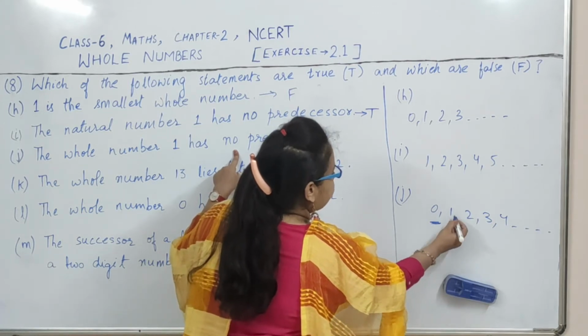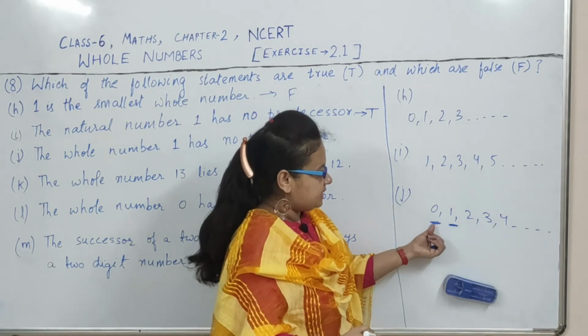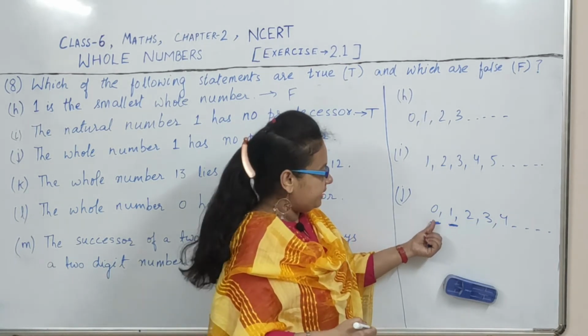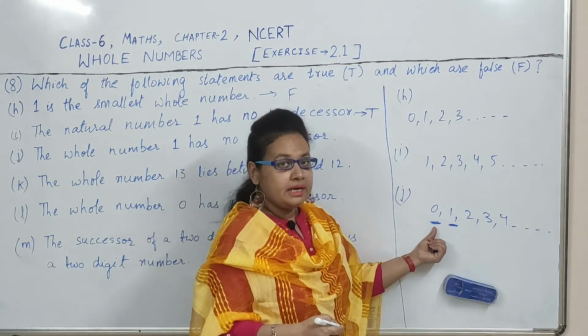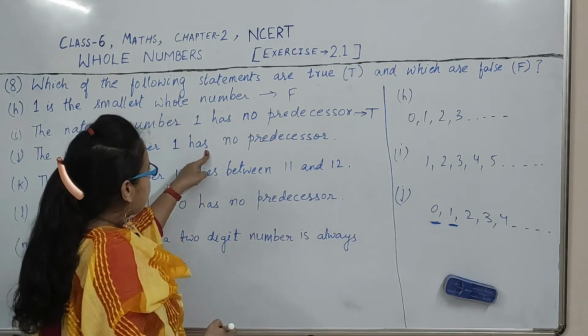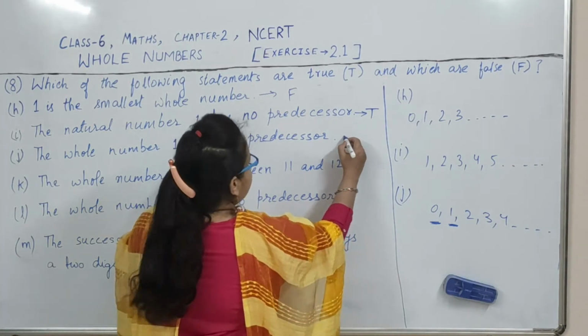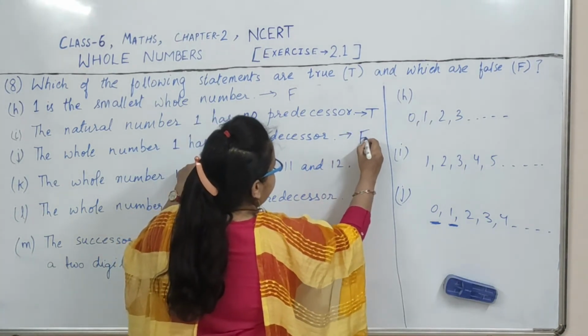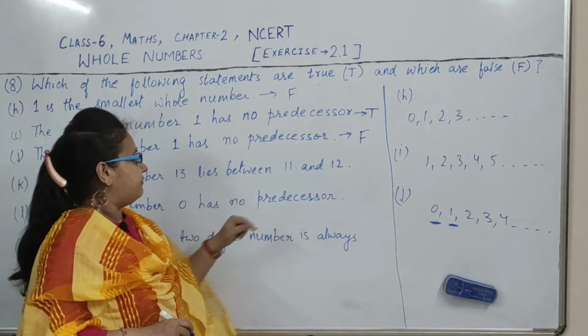The number which comes just before the number is known as the predecessor. So predecessor of 1 will be 0. So the whole number 1 has predecessor 0. It means this statement is wrong. The whole number 1 has no predecessor. The whole number 1 has a predecessor. Okay. So it is a false statement. False. Wrong statement. So we have written F.